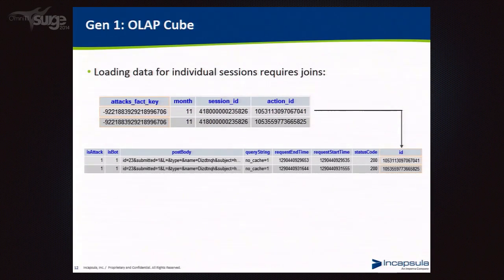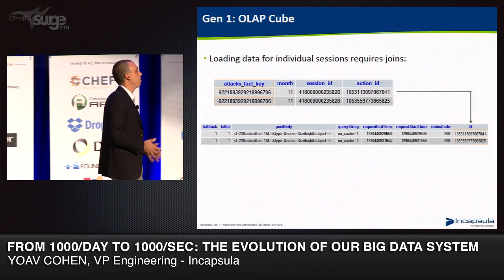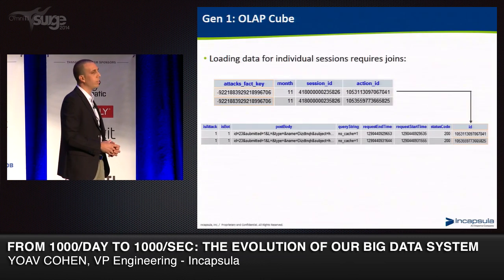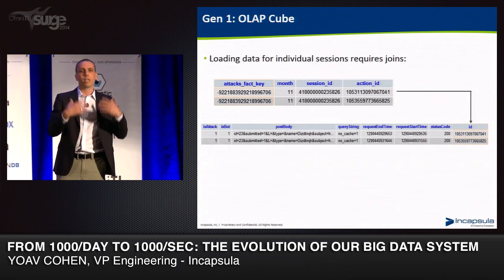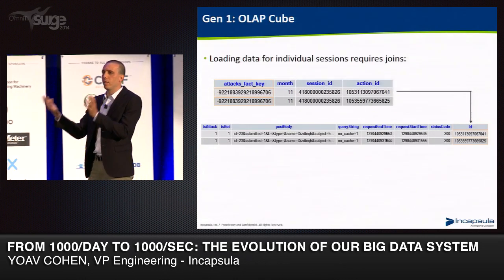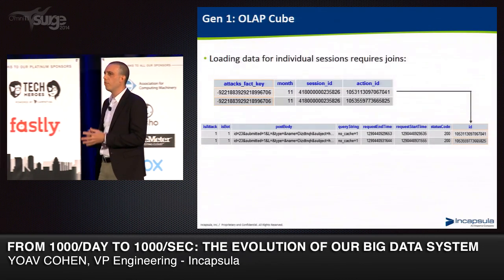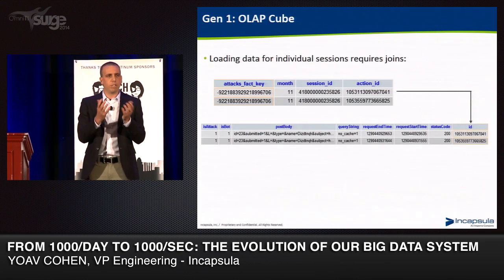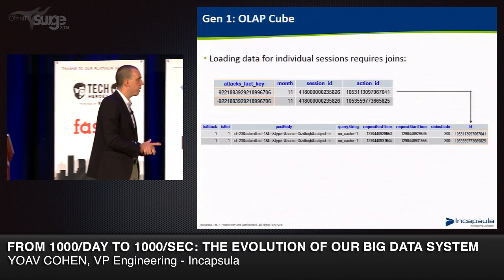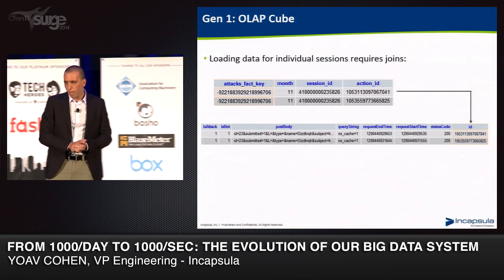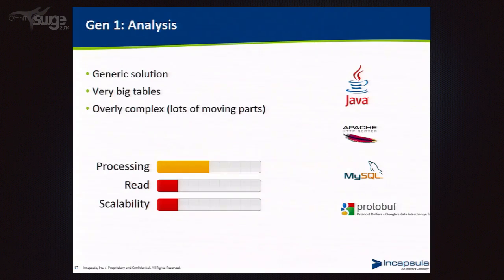And in addition to having very big tables, if we wanted to load information about individual events, for example, here we have the post body of an attack, then we had to do joins between the session table and the actions table. So we didn't have a consistent, holistic view of a session the way you would expect. So very large tables, a generic solution, but poor performance.